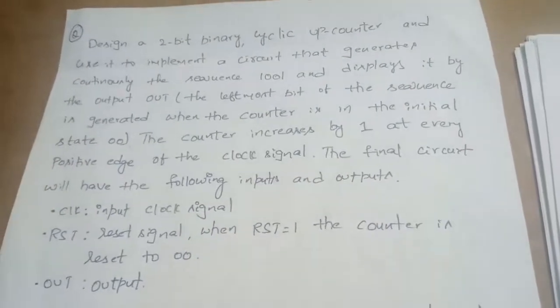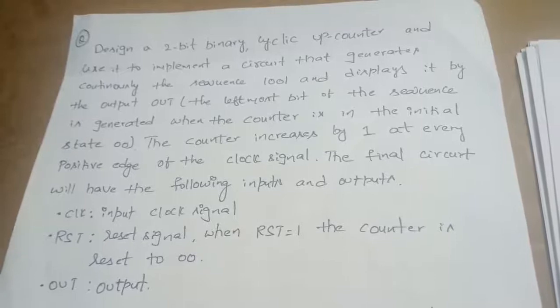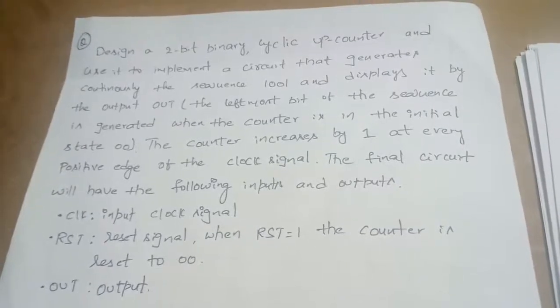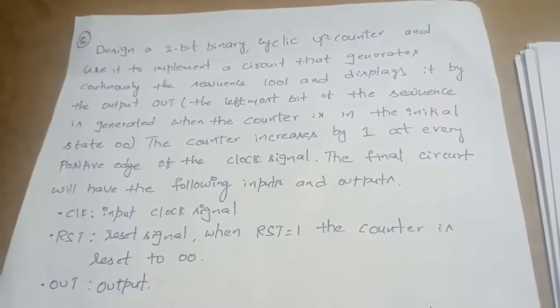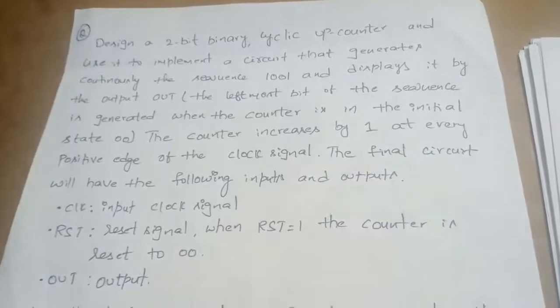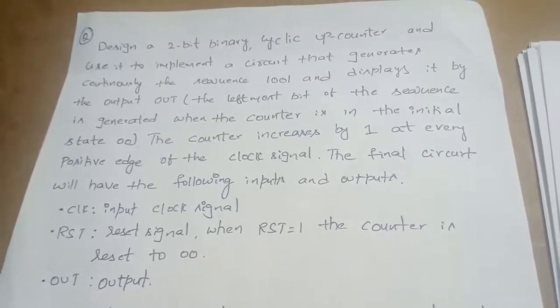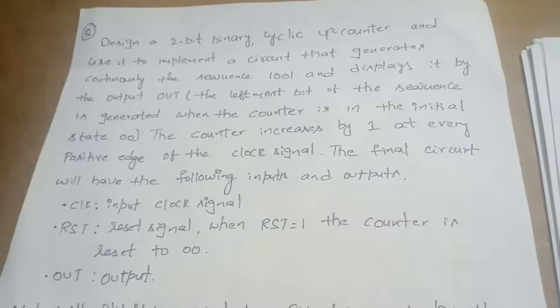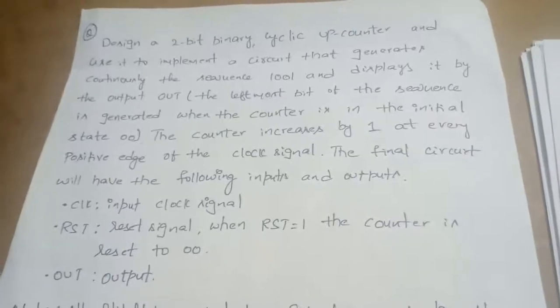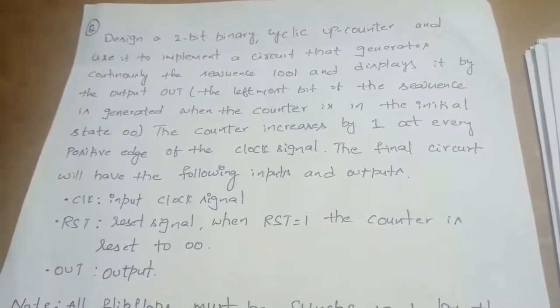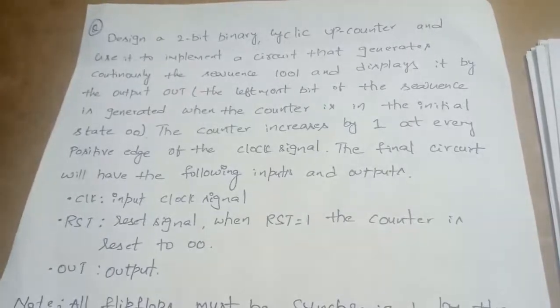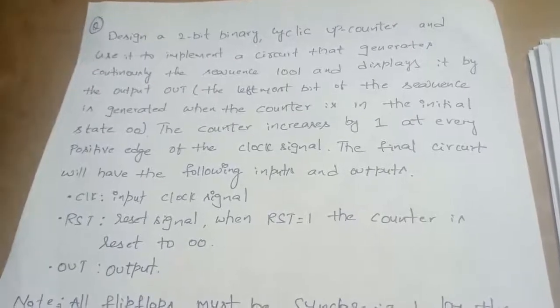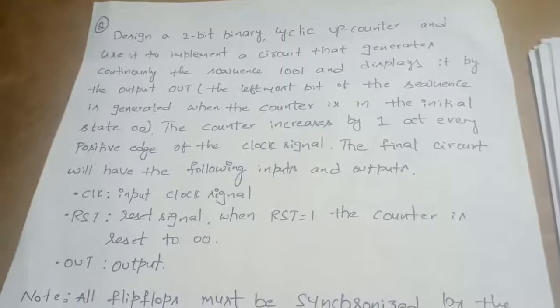Coming to the question here, the question is to design a 2-bit binary cyclic up counter and use it to implement a circuit that generates continuously the sequence 1001 and displays it by the output out. The leftmost bit of the sequence is generated when the counter is in initial state 00. The counter increases by 1 at every positive edge of the clock signal.